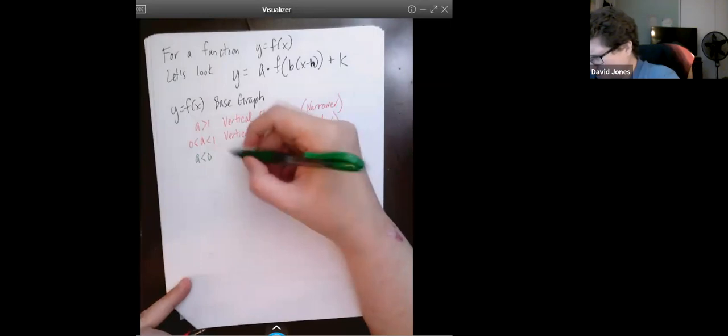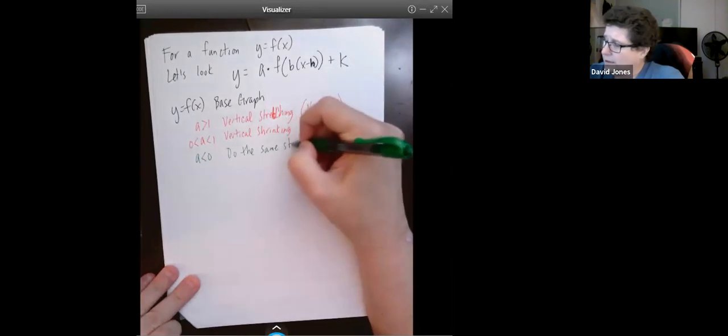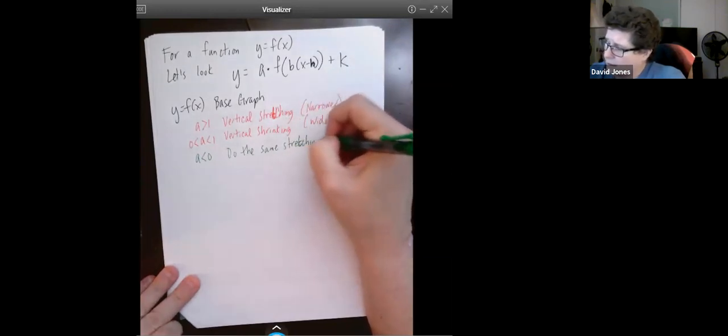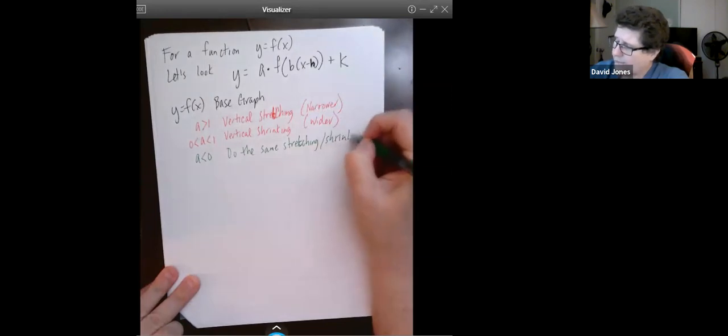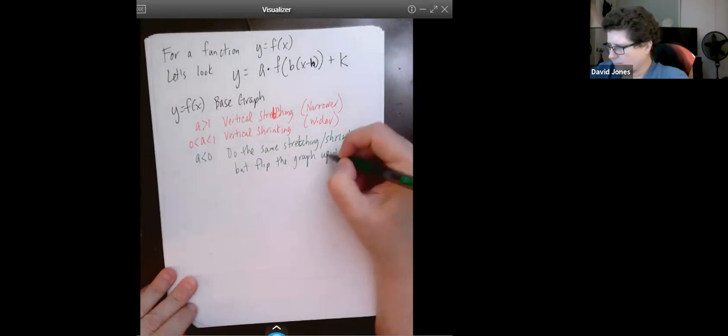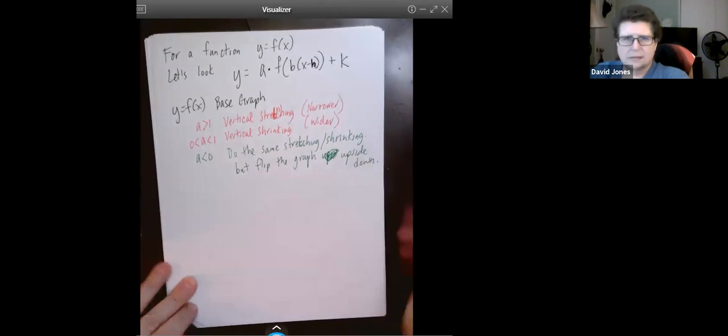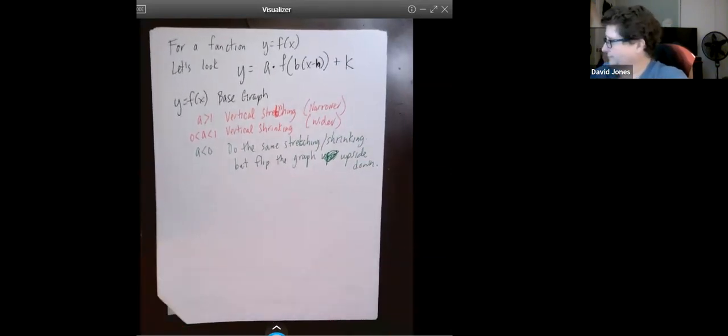we do the same stretching and shrinking, depending on if it's greater than or less than -1 or between 0 and -1, but flip the graph upside down. We'll take a look at that in a second. I'm just going to tell you what all of them do real quick, and then we're going to look at them on different graphs.